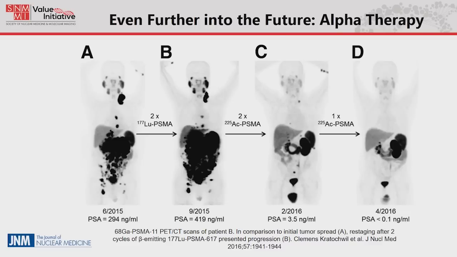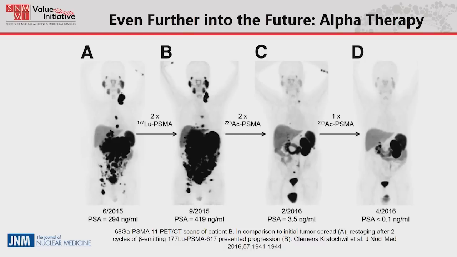Now, I mentioned alpha particles at the very beginning, shooting bowling balls and stuff. And also I've been showing these great responses here. This is a PSMA. This is a prostate cancer patient with horrible metastatic disease. They tried the lutetium-177 PSMA, and it didn't get any better. In fact, it got worse.